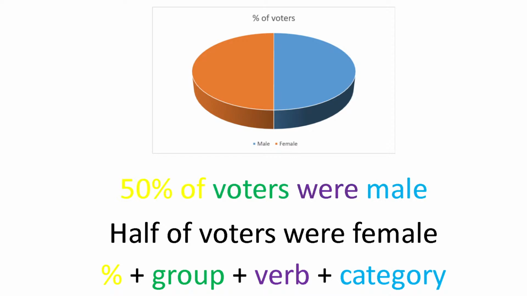So you can see 50% of, that's the percentage. Voters, this is the group within the pie chart. The verb here, we're using the past tense of the verb to be, were in this case, and the category is male. And this is the structure that we are trying to use for pie charts very often.